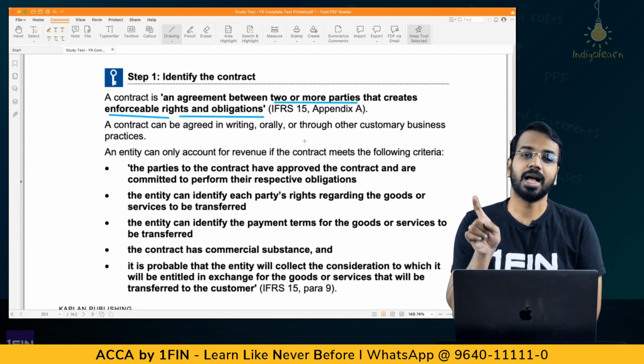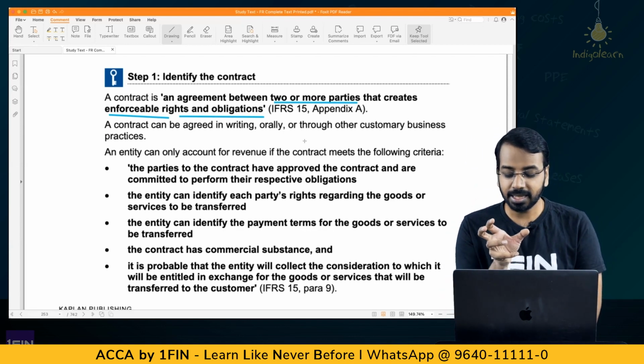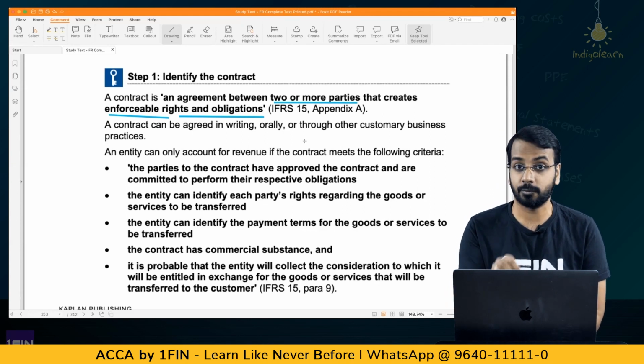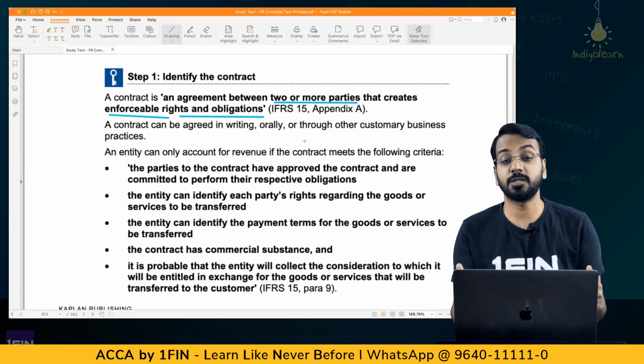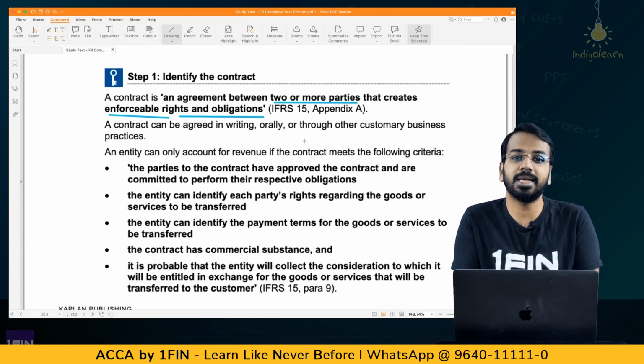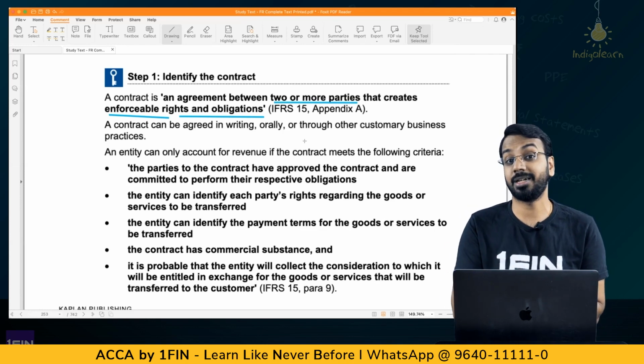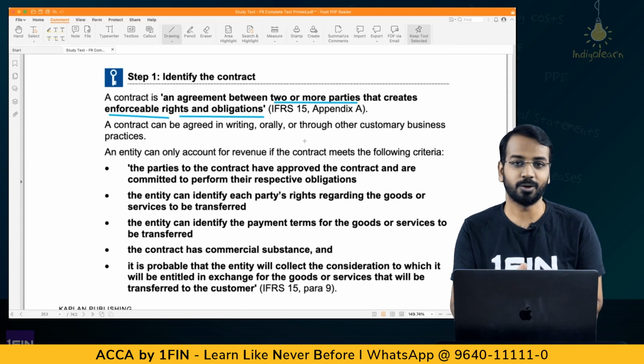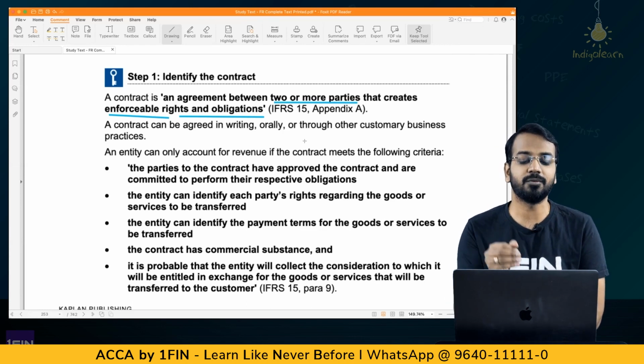The customer has to pay the amount, right? And these rights and obligations must be enforceable. Enforceable means parties must be able to enforce them in the contract. Or if one party says that I will not perform the contract, the penalty must be substantially higher. So that is where we say it is enforceable rights and obligations.